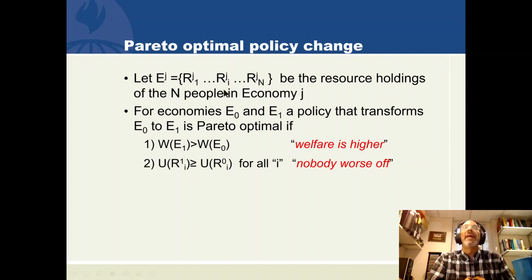And we have a master set of many possible resource holdings. So this is notation that says we're going to write down a list of what everybody has, and we can do it again and again and again.